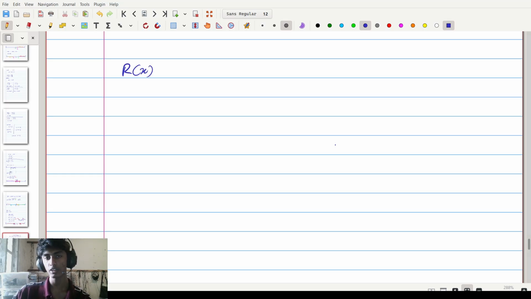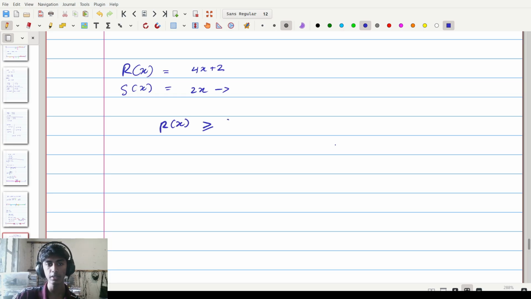Let's say r of x is some linear function and s of x is some linear function. Let's say 4x plus 2 and 2x minus 7. So in this case, let's say I want to find r of x greater than or equal to s of x. In this case, I can subtract s of x from both sides. I'll substitute first. I'll get 4x plus 2 is greater than or equal to 2x minus 7.